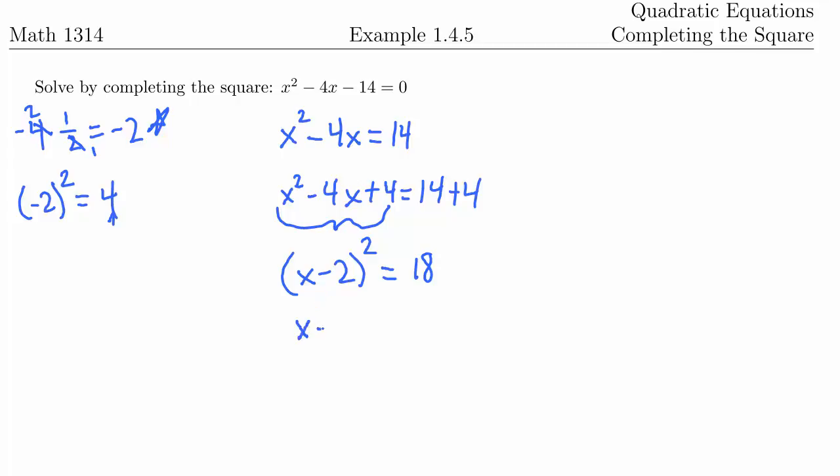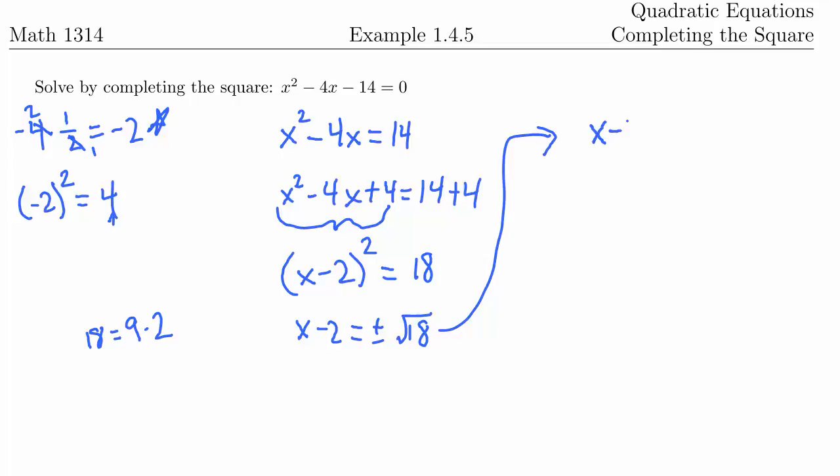So that gives me x minus 2 is equal to plus or minus the square root of 18. I'm going to move that up here. The square root of 18 will simplify because 18 is the same thing as 9 times 2. Again, you can use a factor tree if you need to. So that gives me x minus 2 is equal to plus or minus the square root of 18 is the square root of 9, which is 3, times the square root of 2, which is the square root of 2.